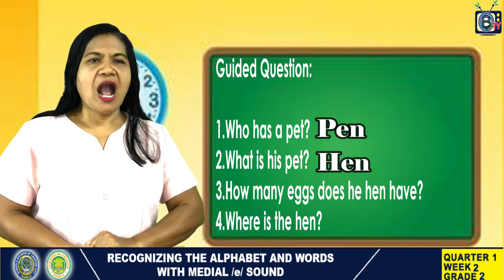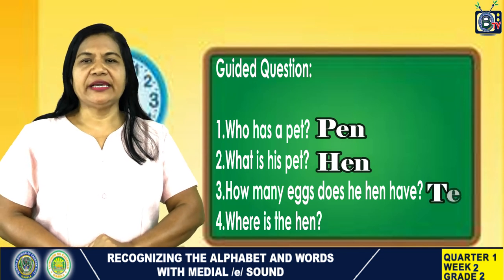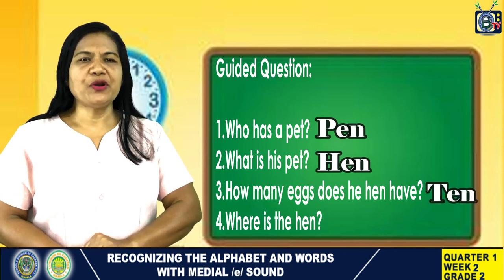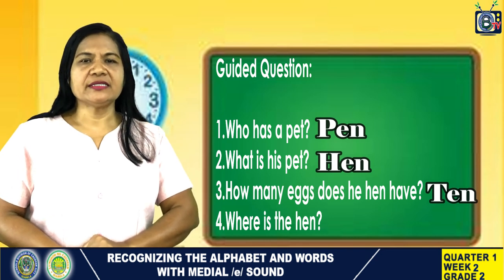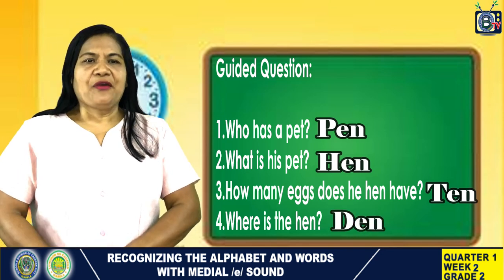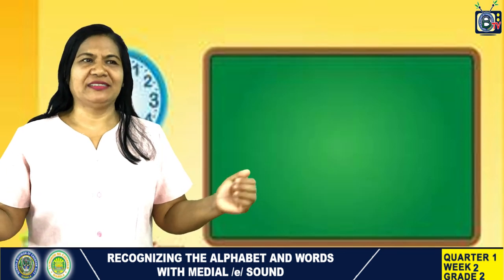Number 3. How many eggs does the hen have? Your answer is 10. Number 4. Where is the hen? The answer is in the den. Very good, children. I hope you enjoyed our lesson.